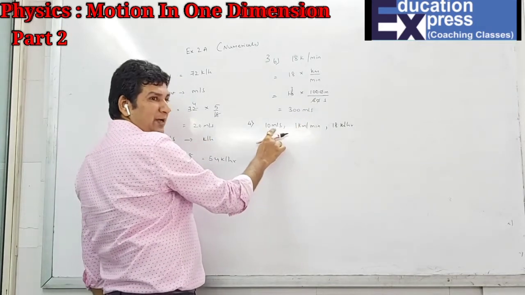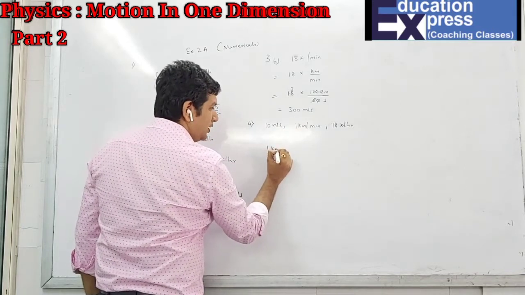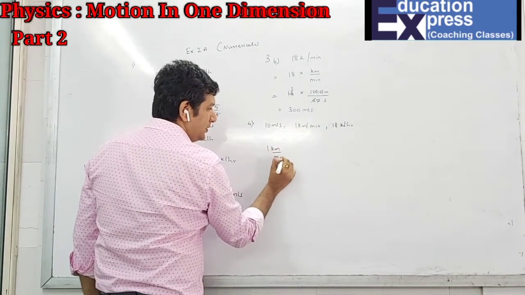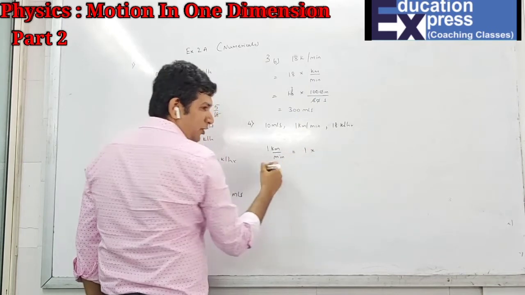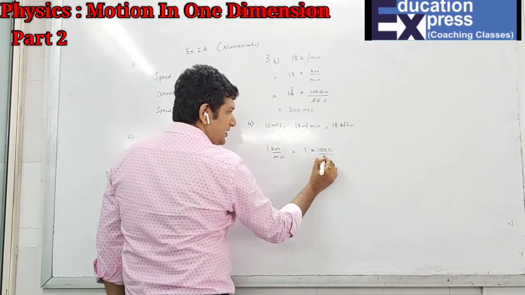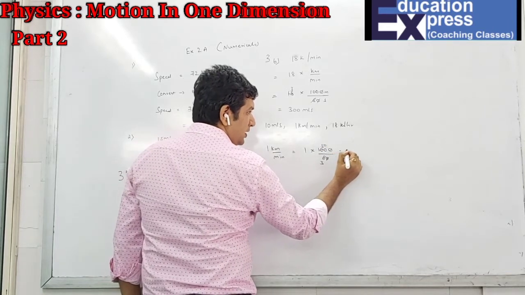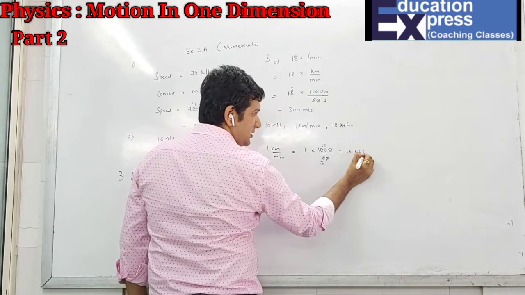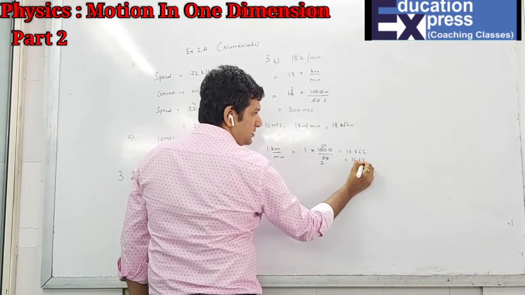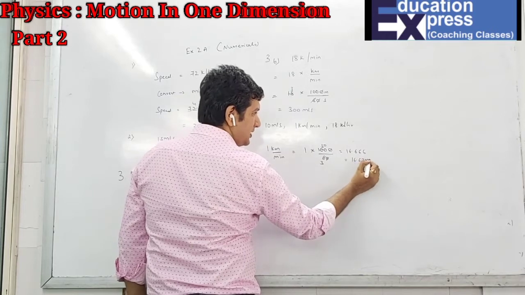Already 10 is in meter per second, so there is no need for conversion. Second is 1 kilometer per minute, converted into meter per second. 1 kilometer is how many meters? 1000. 1 minute is how many seconds? 60. So 1000 upon 60 is 16.666. If I round off, 16.67 meter per second.